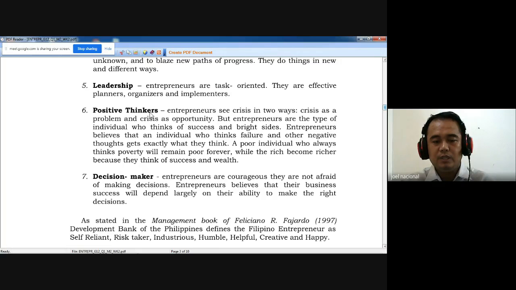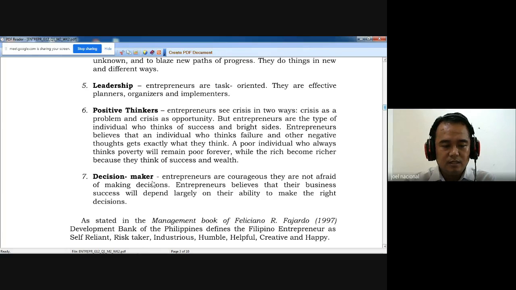The other one is positive thinkers. Entrepreneurs see crisis in two ways: crisis as a problem, or crisis as an opportunity. But entrepreneurs are the type of individuals who think of success and bright ideas. Entrepreneurship believes that individuals who think of failure and other negative thoughts get exactly what they think. A poor individual who always thinks poverty will remain poor forever, while the rich become richer because they think of success and wealth.